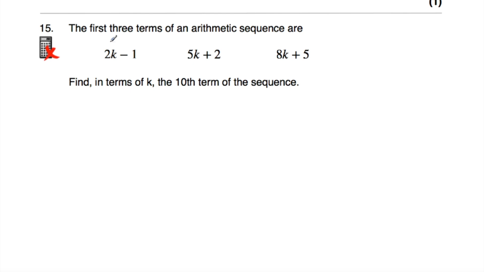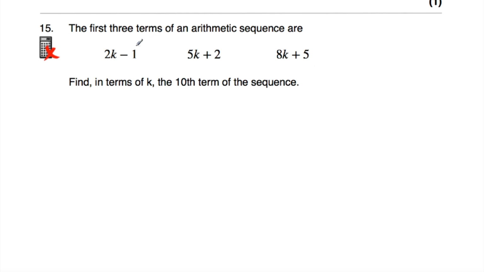Okay, let's look at our next question, question number 15. So question number 15 says the first three terms of an arithmetic sequence are 2k minus 1, 5k plus 2, and 8k plus 5. And the question says find in terms of k the 10th term of the sequence. So we want to find the 10th term of the sequence. We've got the first term, the second term, and the third term. So we need to carry on until we find the 10th term.